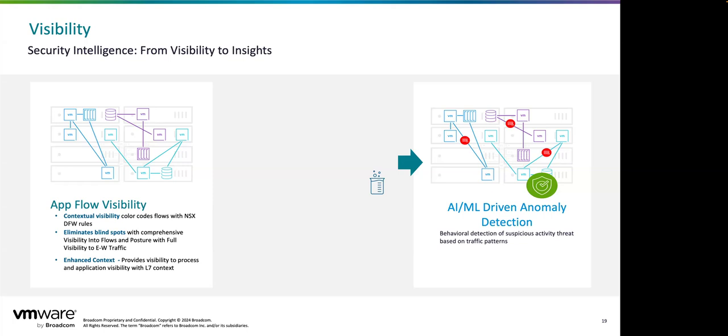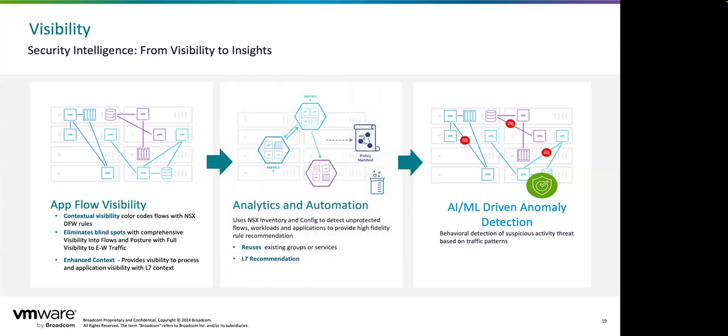So with the collection of this information, and adding in the AI and ML driven anomaly detection, we now have the ability to understand what baseline traffic looks like and then what anomalous traffic looks like, so that we can be notified in the event that things start happening that haven't historically happened in the past. So the analytics and automation drive that AI and ML anomaly detection.